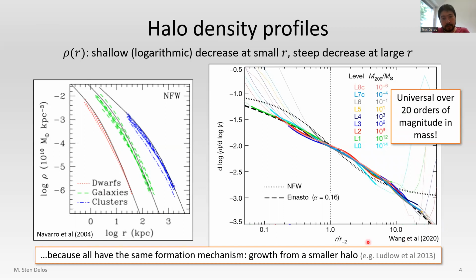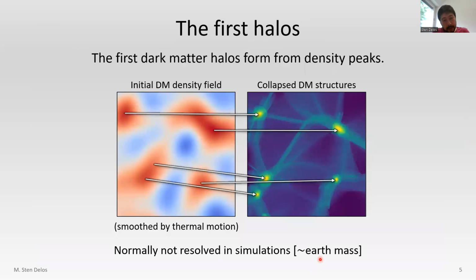Density profiles turn out to be universal basically because, despite these huge scale differences, all of these halos formed in essentially the same way. They grew from smaller halos. But what about the first halos? These are not grown from smaller halos. They form directly from the collapse of peaks in the initial dark matter density field.